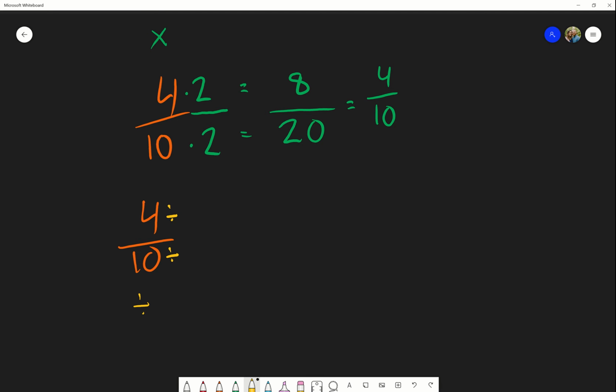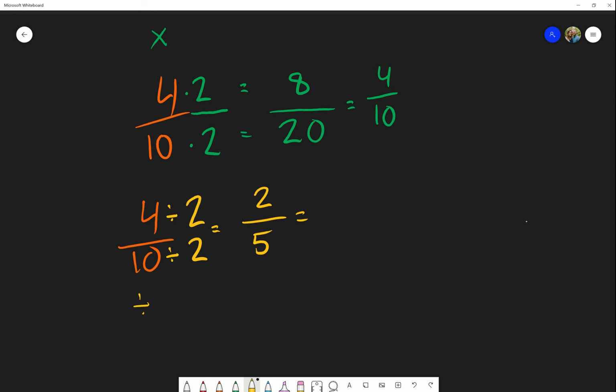And so is there a number that 4 and 10 can both be divided by? Yes, they can both be divided by 2. And so we're going to divide the top number, or the numerator, by 2, and the denominator by 2. We're going to get 4 divided by 2 is 2. 10 divided by 2 is 5.